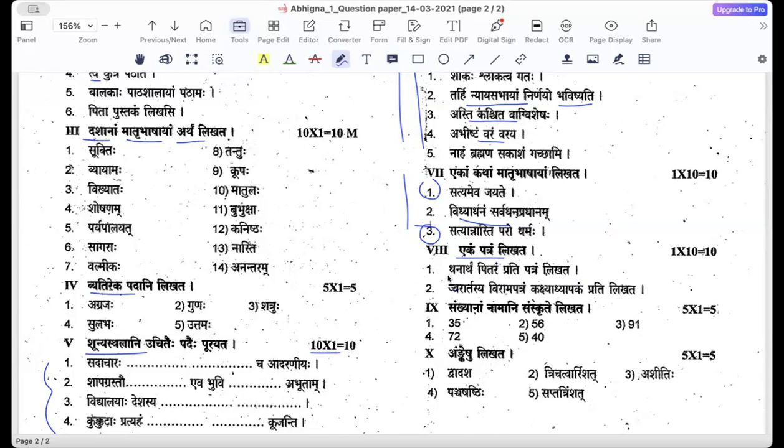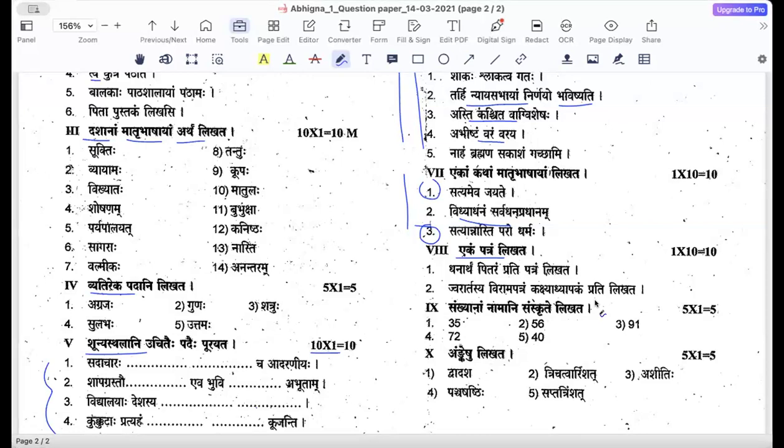One is dhanartham pitaram prati patram likhata, jvarartasya virama patram, however you want to address it, you will have to write to and from. And then if you want to make it more beautiful, you can do how we used to do in school, write a postcard kind of thing with from address and to address and all. You can do that too. It's totally up to you.